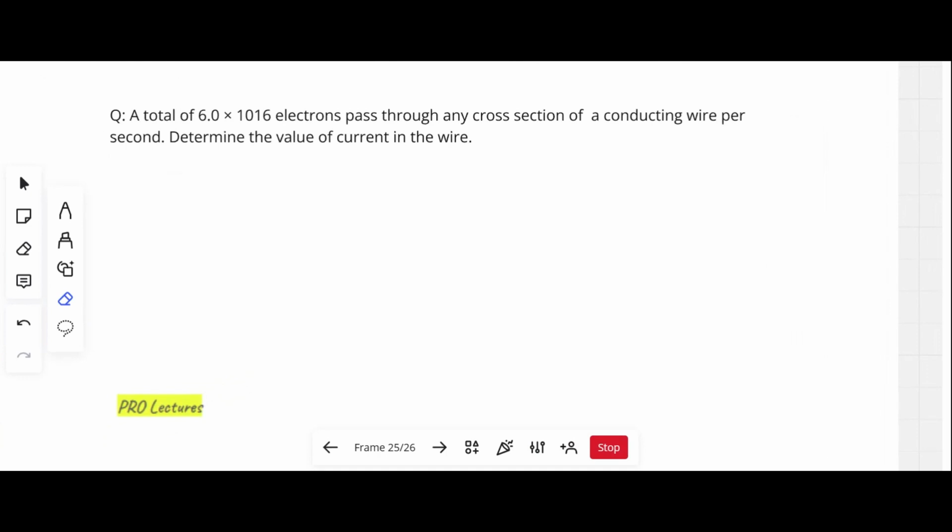Let's see an example. A total of 6 into 10 to the power 16 electrons pass through any cross section of a conducting wire per second. Determine the value of current in the wire.